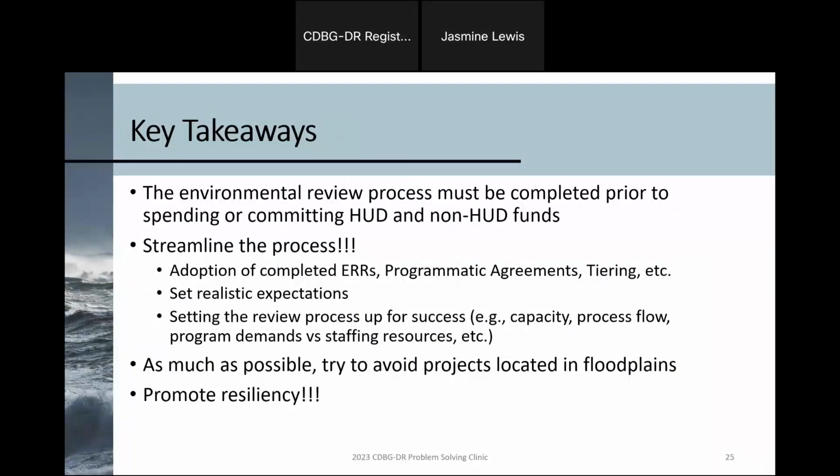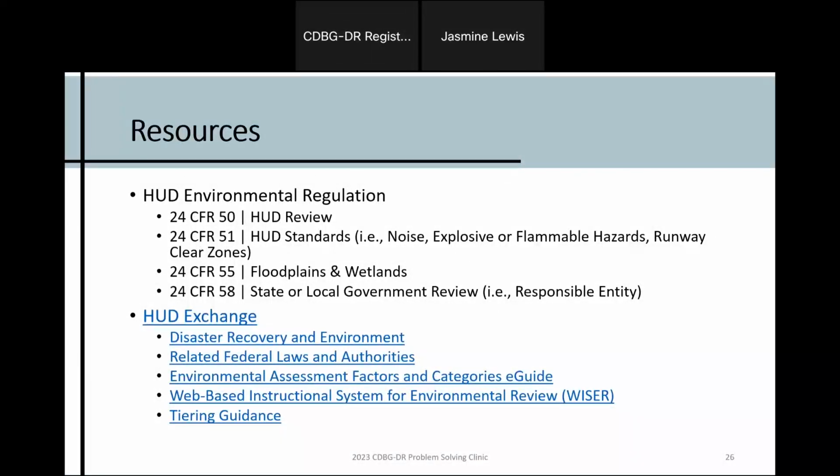And then finally, it is important, especially for our new grantees, to set up the review process for success. So this really requires you to take a look at your capacity, figure out your overall process flow, your program demands versus your staffing demands, and trying to fill any of those gaps that you may have. And finally, as much as possible, try to avoid projects located in the floodplain to promote resiliency. So thank you, and we'll open it up for questions.